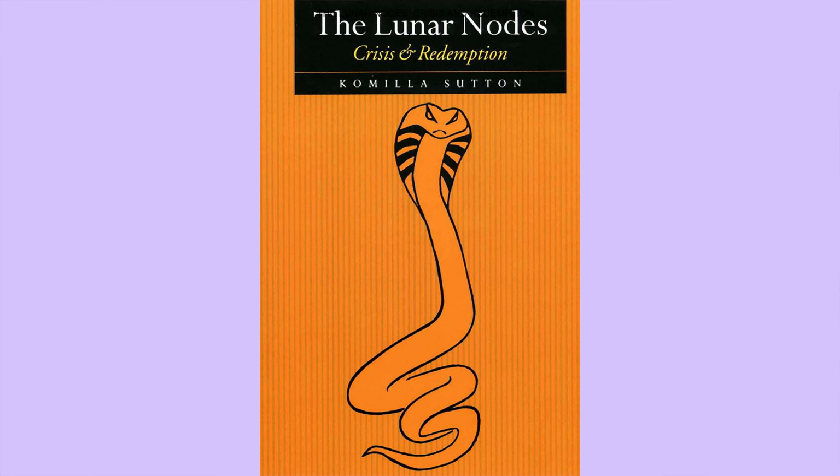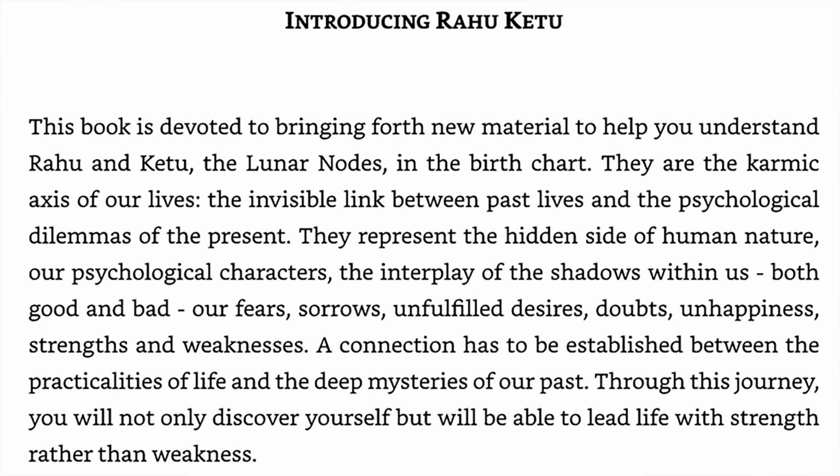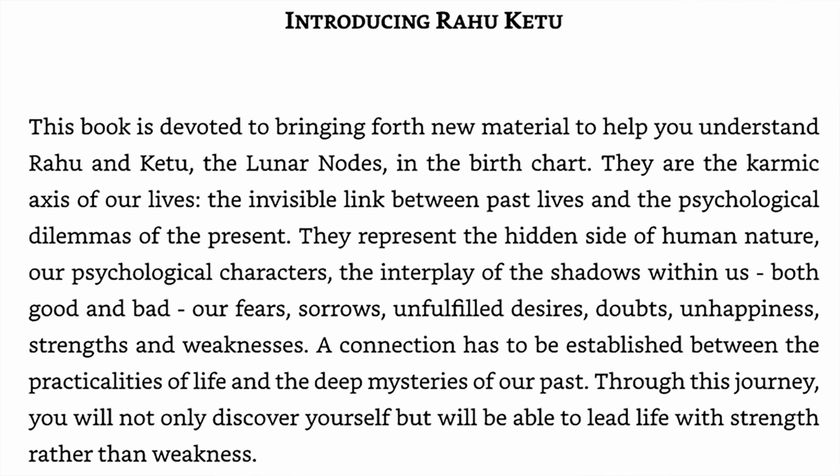But let's go to the next book I want to look at, and this is Camilla Sutton, The Lunar Nodes, Crisis and Redemption. I really like this book. She says here, introducing Rahu and Ketu, they are the karmic axis of our lives, the invisible link between past lives and the psychological dilemmas of the present. They present the hidden side of human nature, our psychological characters, the interplay of the shadows within us, both good and bad, our fears, sorrows, unfulfilled desires, doubts, unhappiness, strengths, and weaknesses. A connection that has been established between the practicalities of life and the deep mysteries of our past.